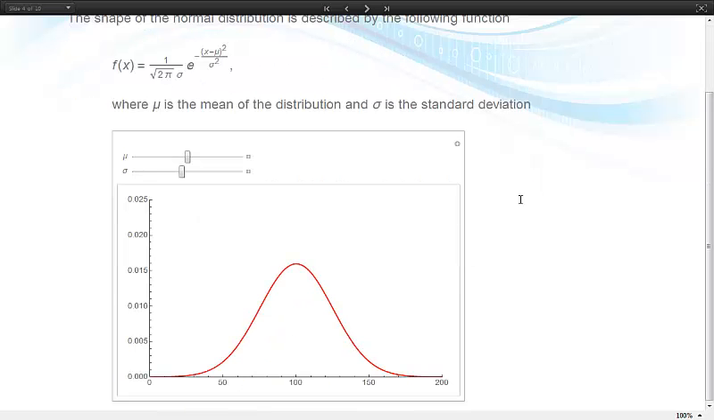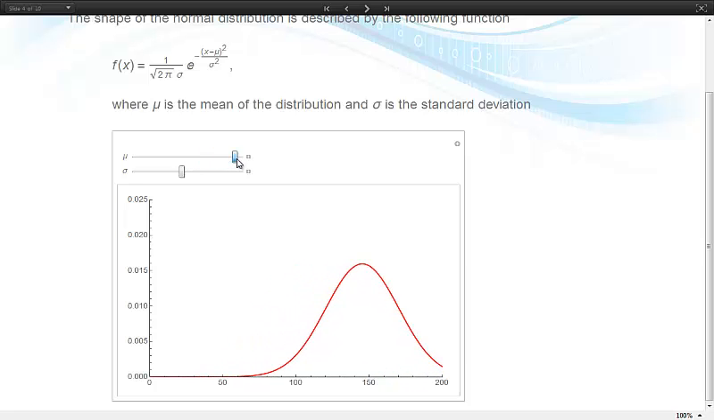What do these things control? The mean simply controls the location of the peak. As I move the mean up, the peak moves upward, so the mean here is around 150. I move it down, the mean's about 100 now, and I move it down further, and the mean's down to 50. The mean is, for the normal distribution, also the mode and the median. It's the peak of the curve, and it's symmetrically distributed about the mean.